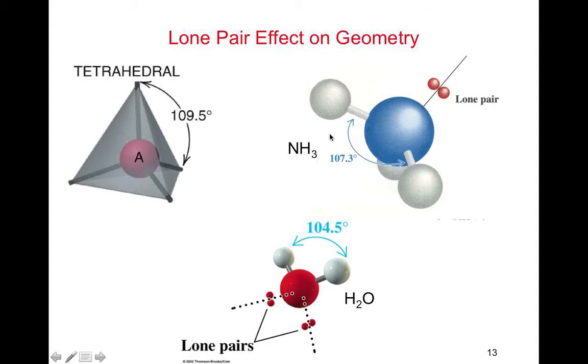I'm not going to ask that you memorize these exact angles. I just want you to know that when we have lone pairs, the bond angles get smaller than the ideal angles. And if I add another lone pair, in the case of water, so water's got 2 lone pairs, 2 bonded atoms, so it's still a tetrahedral electron geometry, but the second electron pair squishes these guys even closer together, so the bond angle gets even smaller.